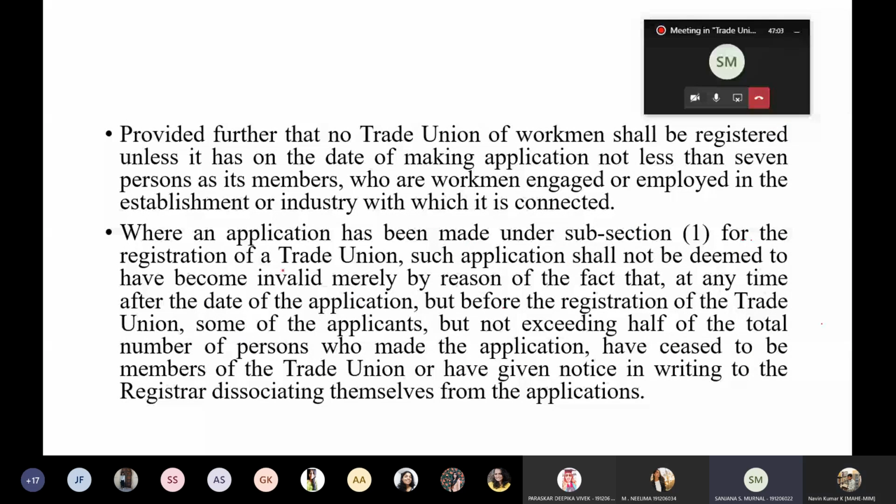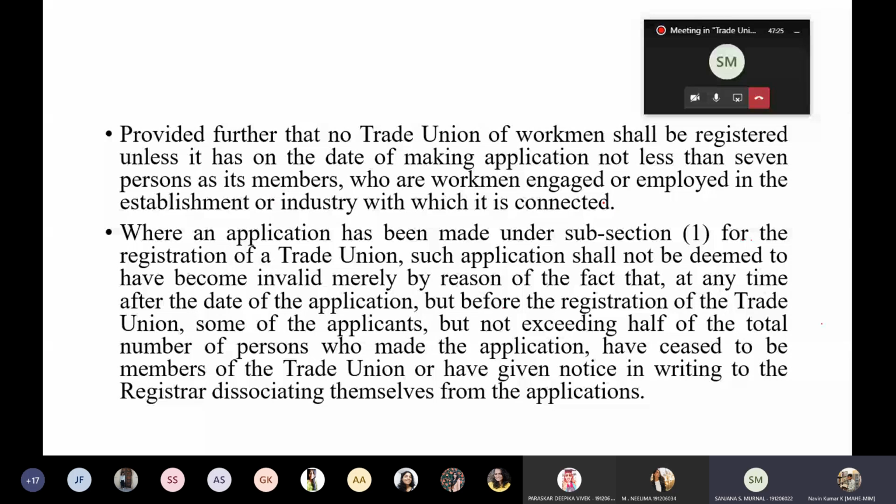Provided further that no trade union. See, you don't know where we were. That shows how much you engaged. You don't know where we stopped. Sir, I thought next slide. Yeah, see, such loose people I don't like. Read it. Second sentence, second paragraph.